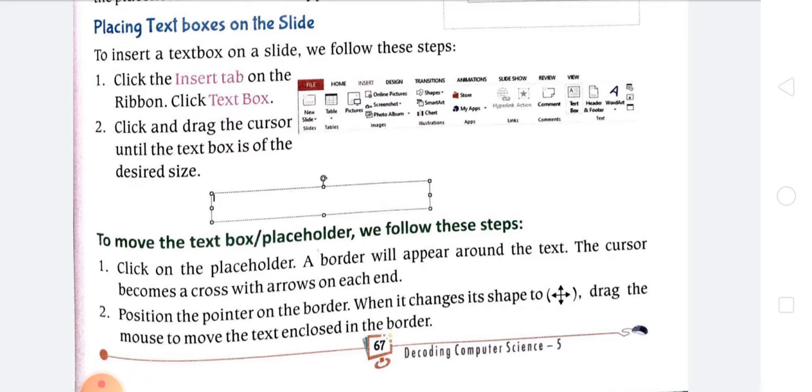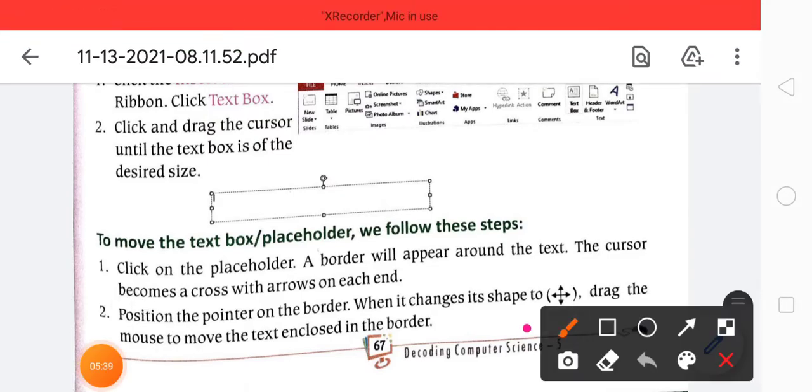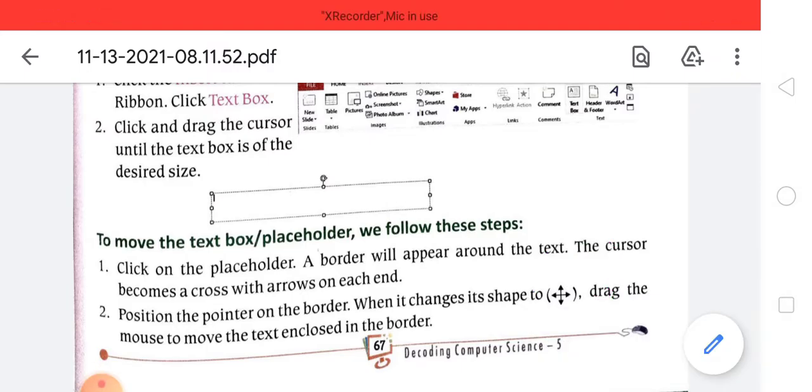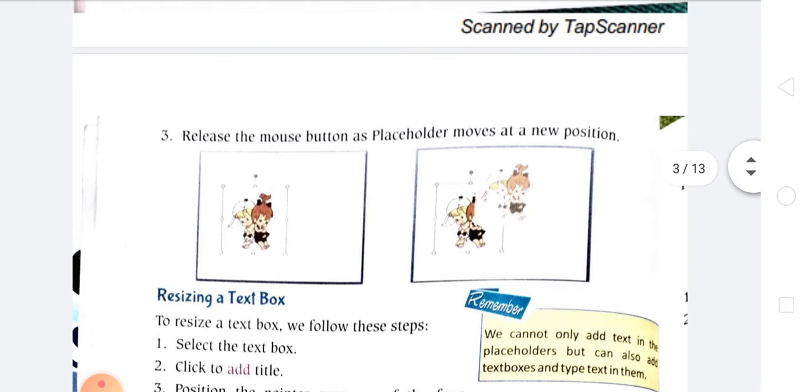To move the text box or placeholder, we follow these steps. First, click on the placeholder. A border will appear around the text box just like this. The cursor becomes a cross with arrows on each point. Second, position the pointer on the border. When it changes its shape to this, drag the mouse to move the text enclosed in the border. Then release the mouse button as the placeholder moves to the new position.